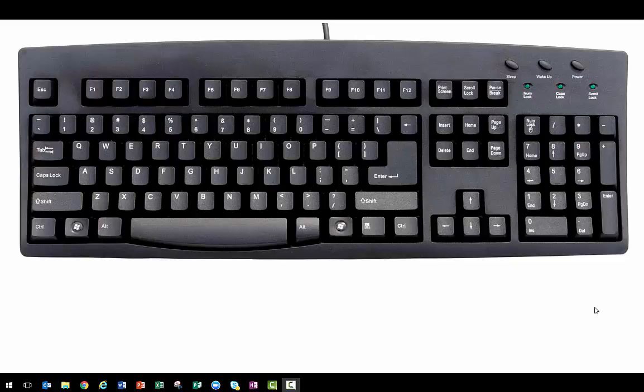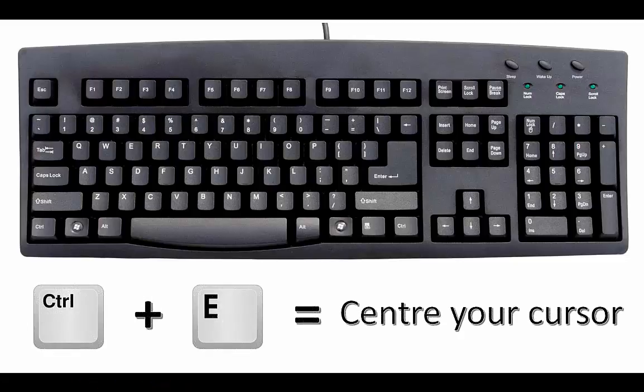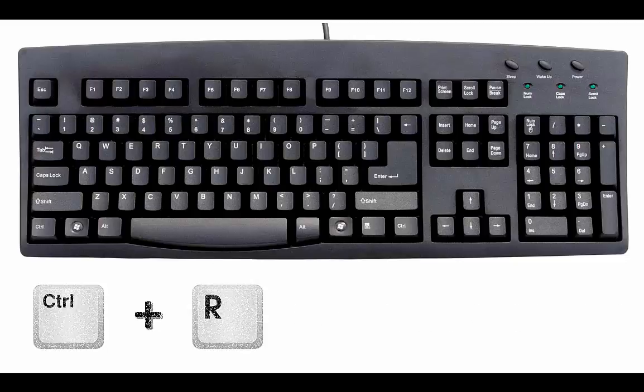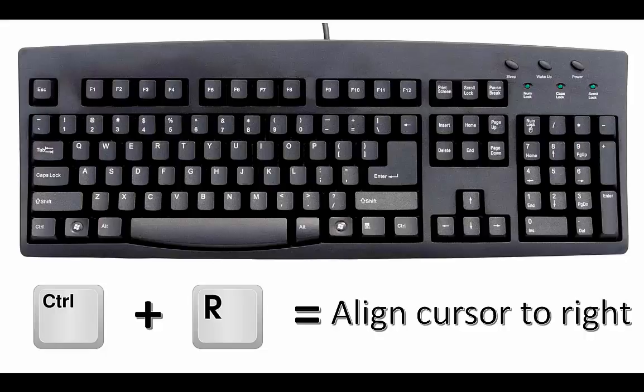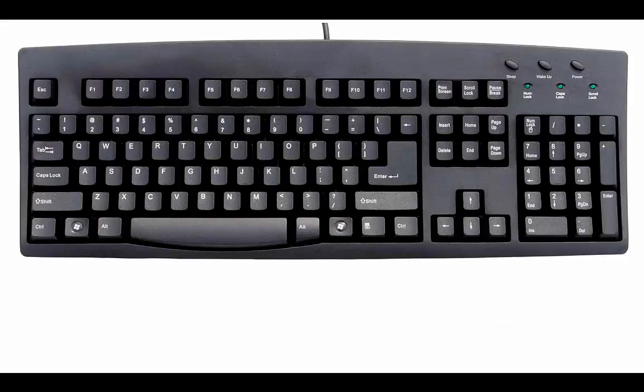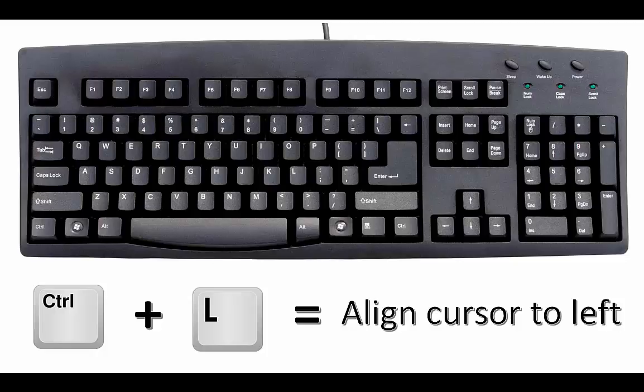It's how you move around your cursor on your screen. If you hold down Control and hit E, it will center your cursor in the middle of the screen. If you hit Control and push R, it will align it to the right side of the screen. And if you hold down Control and hit L, it will then align the cursor to the left side of your screen. Here's a little overview of what that looks like.